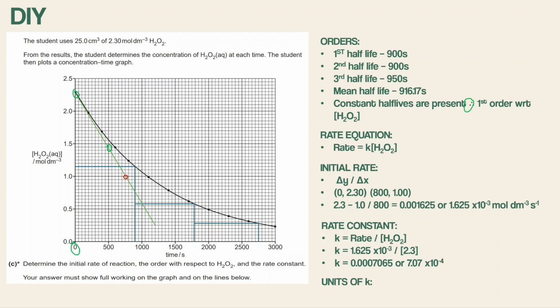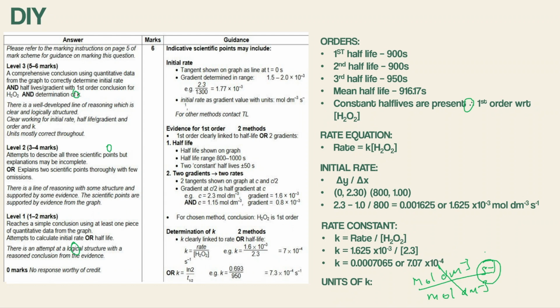Units of K. Now this is going to be easy because we just have moles per decimeter cubed to the second over moles per decimeter cubed. So you know what? We just cancel that out. That's our unit. Did I get full marks? I did get full marks. You can see here that our value for K is matching, yeah?